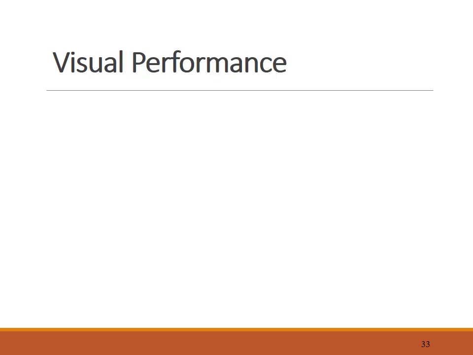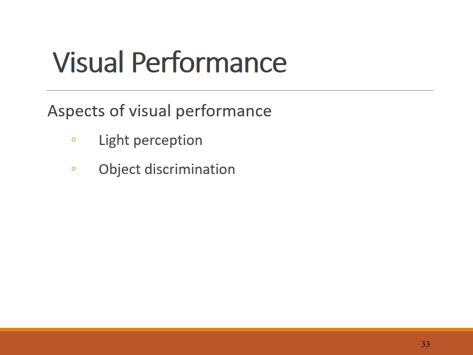You also need to know about visual performance, which is related to the visual acuity test. The aspects that you need to know about visual performance are light perception, object discrimination, object recognition, and also object detail resolution. You have learned visual performance in optics visual. Please refer to your previous lecture.